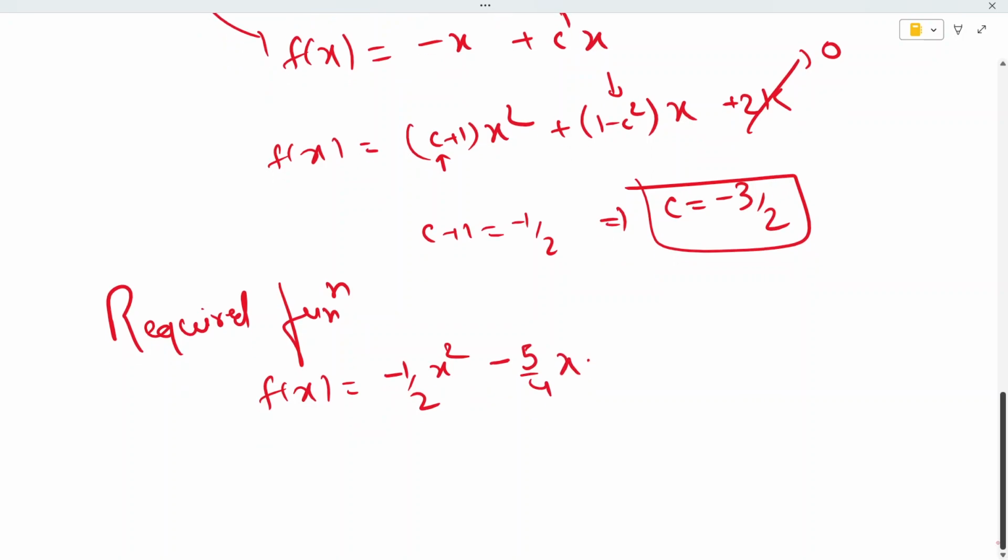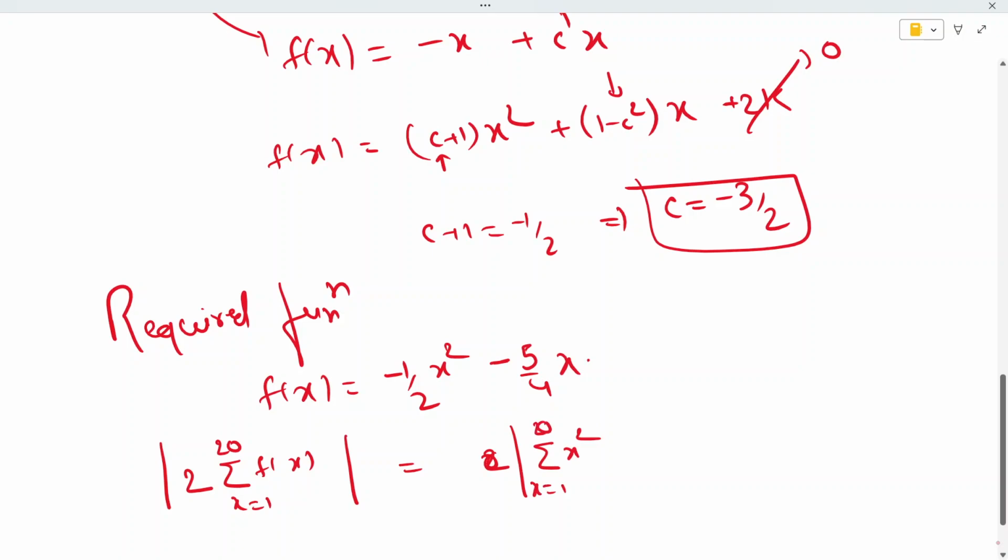Now we have to evaluate the mod of twice the summation of f of x, x running from 1 to 20. So just take 2 outside the summation, and simply take mod outside. When you multiply by 2, this will cancel out. So summation of x square, x from 1 to 20. Here when you multiply by 2, you get 5 by 2.